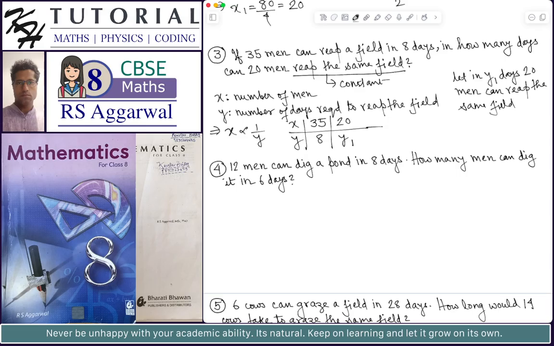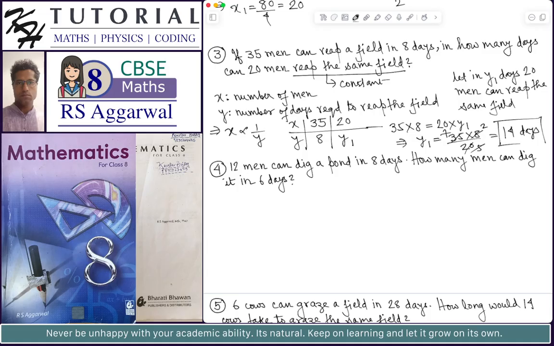Now we will apply the formula, that is 35 multiplied by 8 should be equal to 20 multiplied by y1. So this implies y1 is equal to 35 multiplied by 8 divided by 20. So this is equal to 14. So y1 is 14 days. So the answer is 14 days. So 20 men will reap the same field in 14 days.